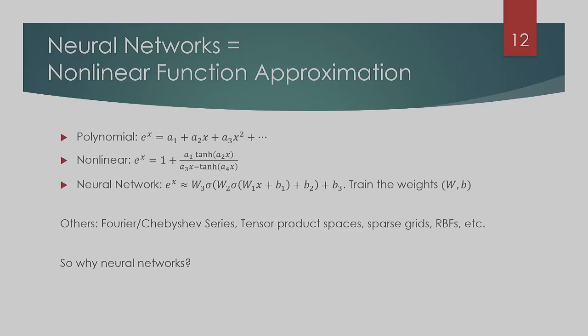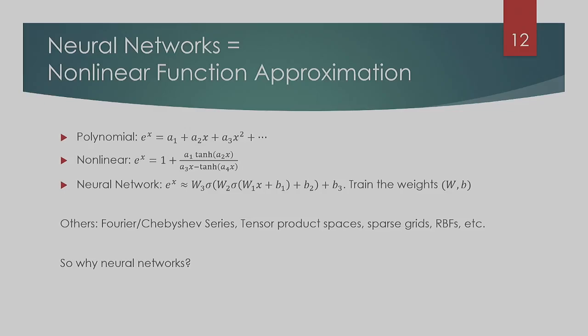So polynomials are one function approximator you can choose. If you know something about your function, you can choose a very specific nonlinear form and be able to fit it well. But if you have absolutely no idea what your function is, it turns out that a neural network, where you do a matrix multiply, add a vector, do something nonlinear to it, matrix multiply, add a vector, you do this a few times, right? The number of times you do it, it just gets deeper and deeper.